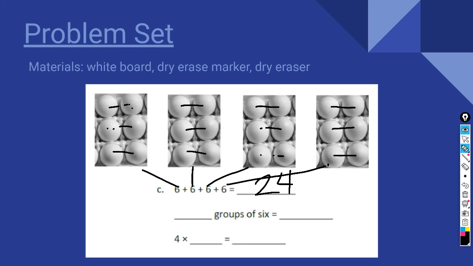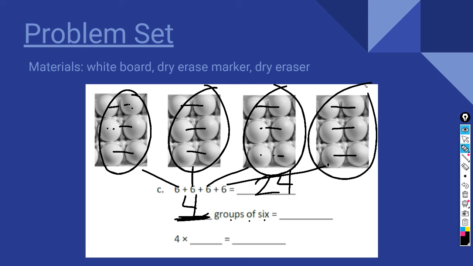Okay, now on your whiteboard, this is a little more challenging. Okay, the question is blank groups of 6 equals blank. Go ahead and write down just that first blank on your whiteboard. How many groups are there? So write that number on your board of how many groups there are and hold it up to the camera. Good, so there are 4 groups. 1, 2, 3, 4. 4 groups of 6, and we know that equals 24 because we counted it.